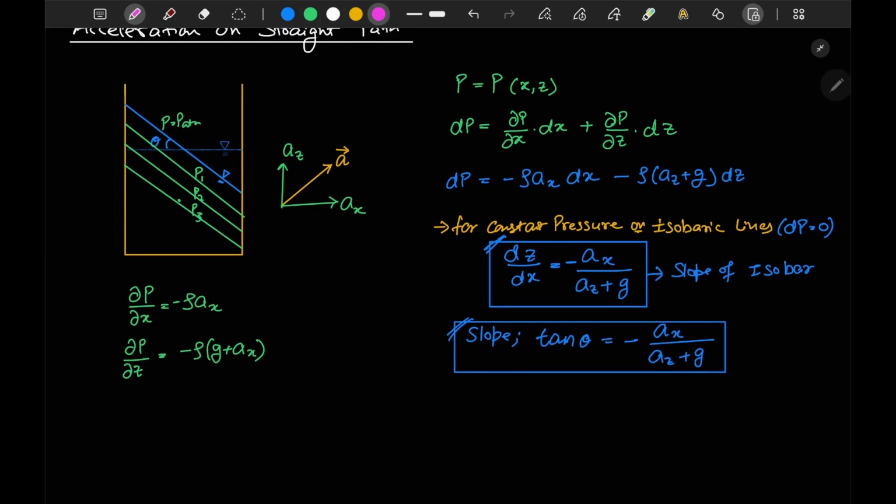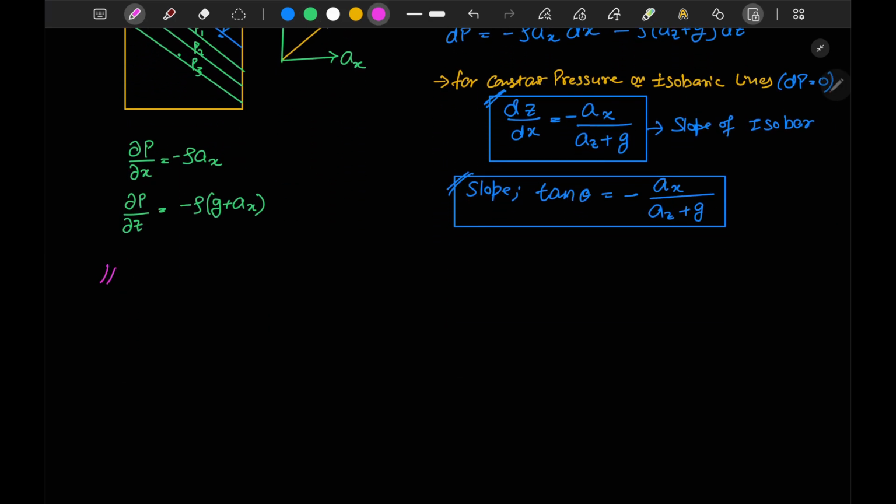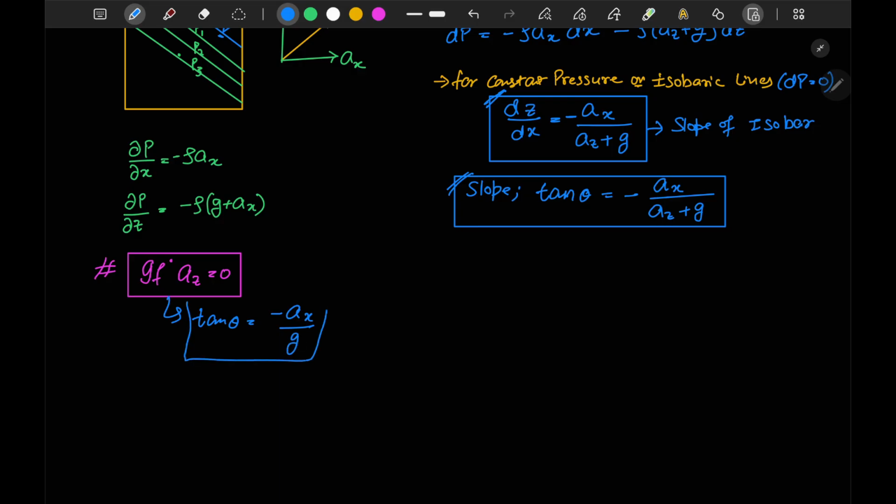Let's mention it here only: if az is equal to 0, in that case what will happen? Let me mention those points here. If az is equal to 0, from here you can write tan theta is equal to minus ax by g.